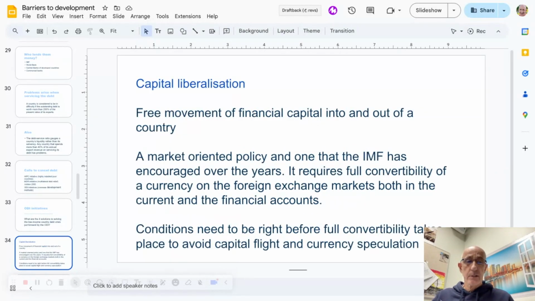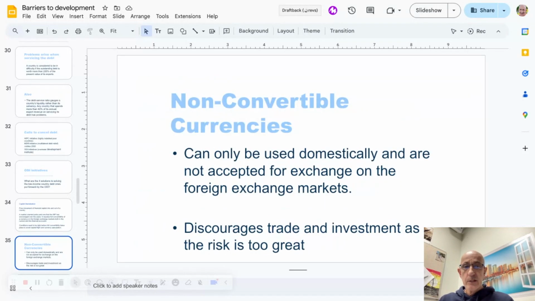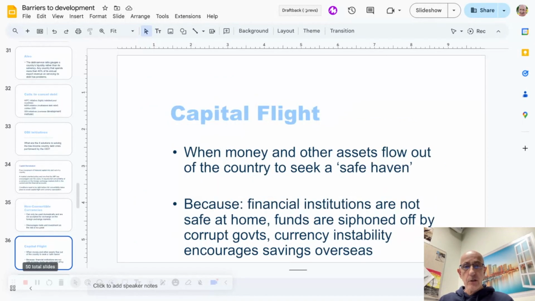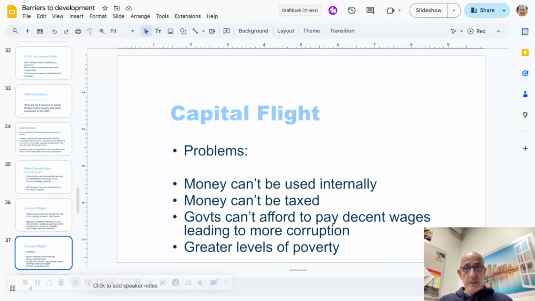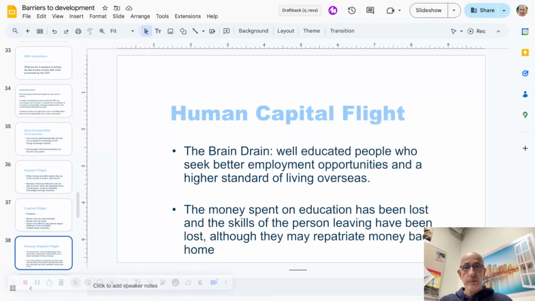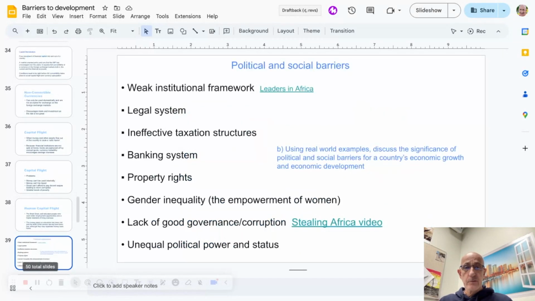Capital liberalisation, again, is often tied in with the Washington Consensus and the view to move towards a more free market approach. It has pros and cons in terms of currency convertibility to enable you to be engaged in global trade. This problem of capital flight, where money flows out of the country because of the risk of keeping it there. Again, those funds are no longer available for the domestic economy, so these problems will materialise from it. And the same is true in human capital flight as well.